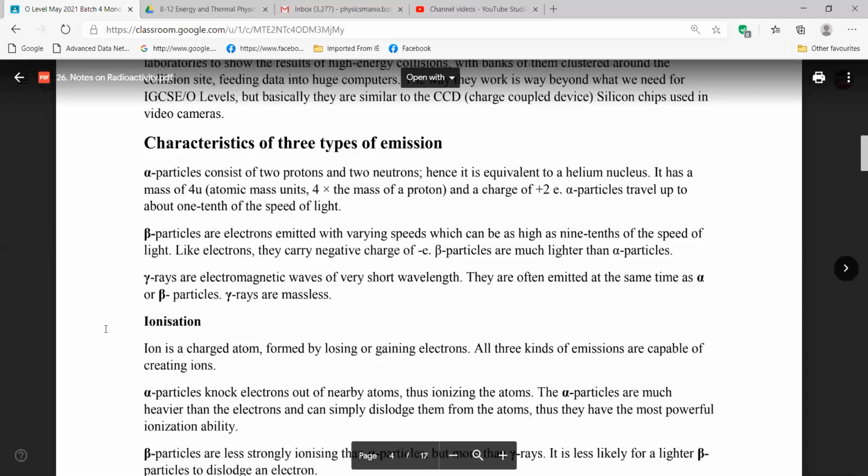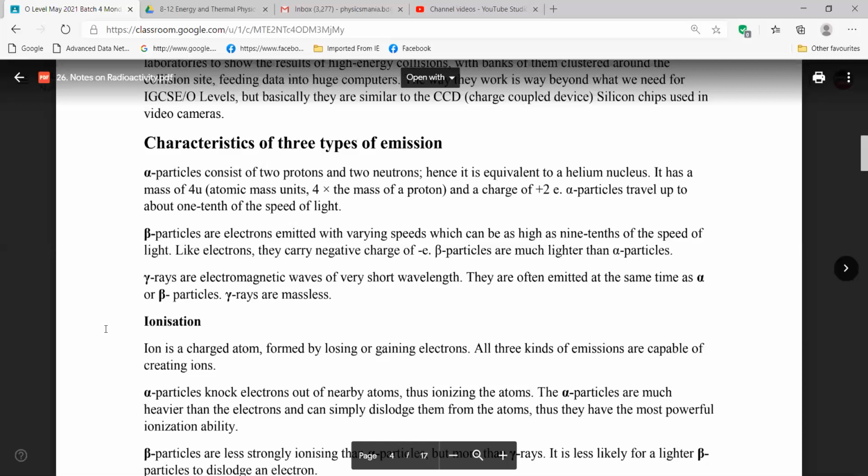So what should I write? You do not need to write anything now. I will tell you. Just go on. Beta particles are electrons emitted with varying speeds, which can be as high as nine tenths of the speed of light. Like electrons, they carry a negative charge of minus one electron. Beta particles are much lighter than alpha particles. Gamma rays are electromagnetic waves of very short wavelength. They are often emitted at the same time as alpha or beta particles.